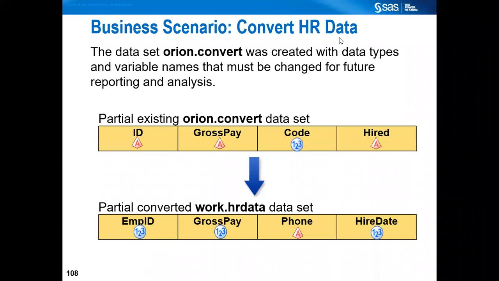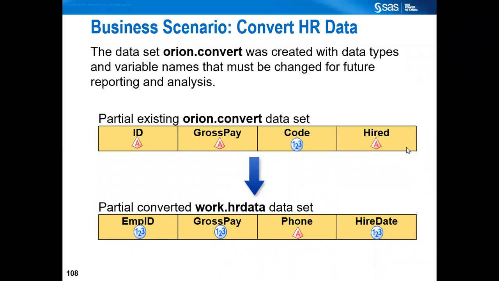So you have a table called Orion.convert, and you have to convert this HR data. It says this data set was created with data types and variable names that must be changed for future reporting and analysis. Originally in this table you have the columns ID, gross pay, code, and hired. Code, if you see, this icon says it's numeric. Hired is the date of hire, when that employee was hired.